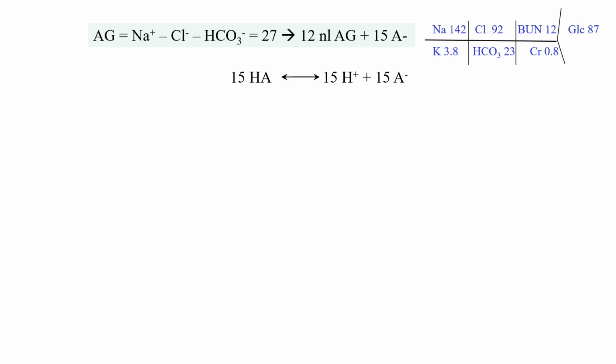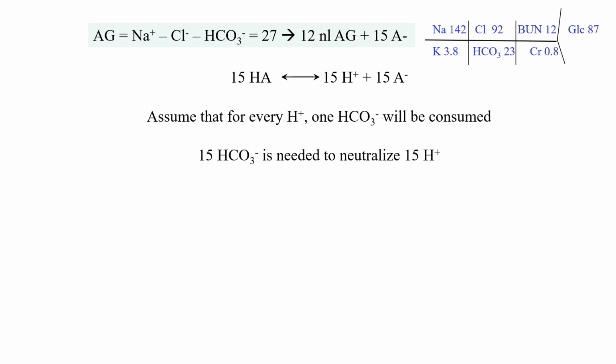We next assume that for every acid, 1 bicarbonate will be used to neutralize the acid. In this case, 15 bicarbonate will be consumed. Normally, we have 24 bicarbonate. Now, if we use 15 bicarbonate to neutralize 15 acids, we will have 24 minus 15, or 9 bicarbonate left. Basically, based on the 15 acids that we have, deduced from the 15 anions that we picked up from the increased anion gap, we can calculate our expected bicarbonate.